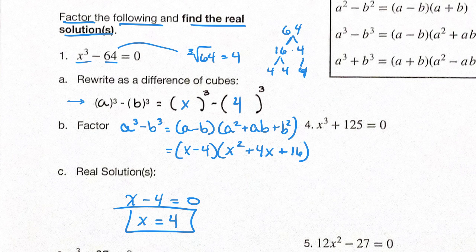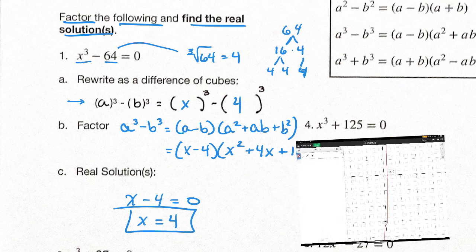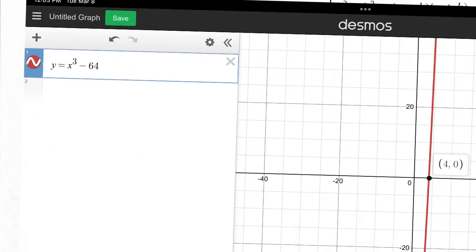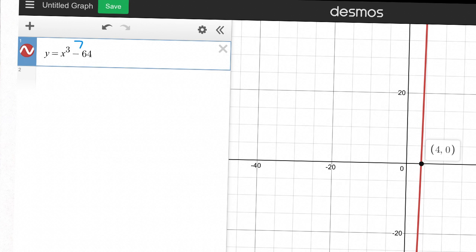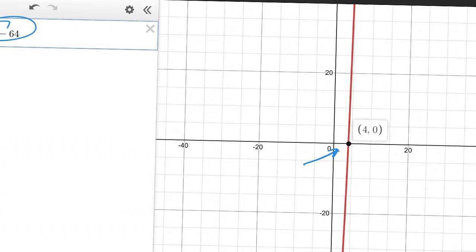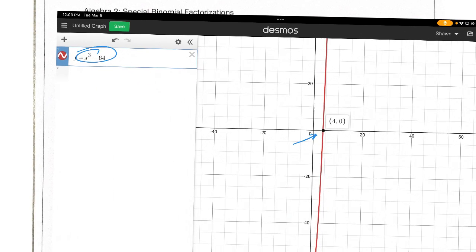Now I'm going to pull up my calculator. Oh shoot, you won't be able to see it. Let me pull up my calculator and I'll pop the equation in there. So here comes the photo of the graph of this equation. There he is. And so you can see up here, I've actually graphed the equation x cubed minus 64. And you can see over here it crosses the x-axis in that one spot. And that is the solution.